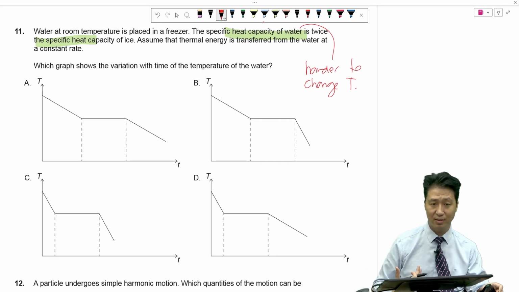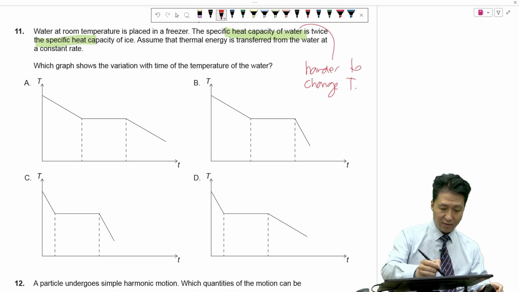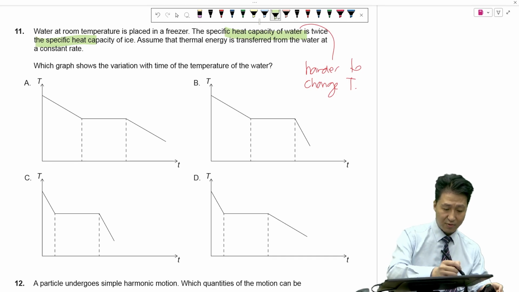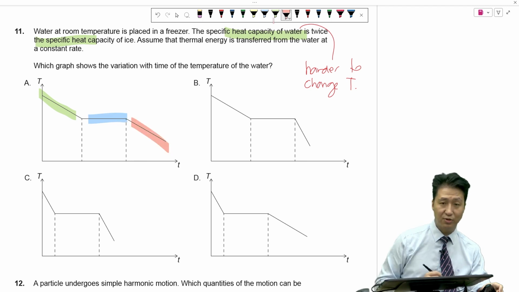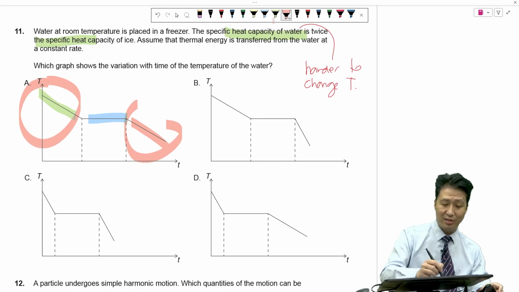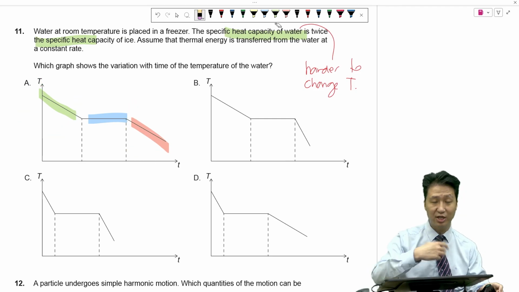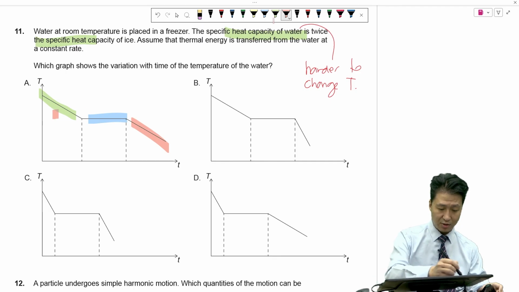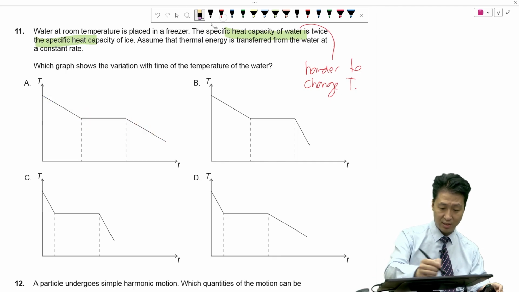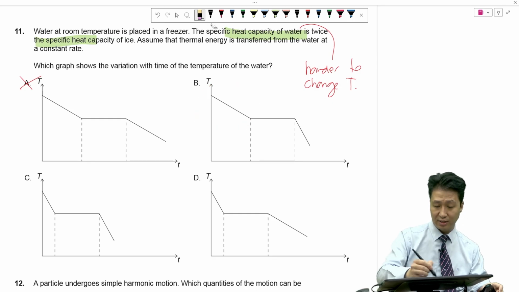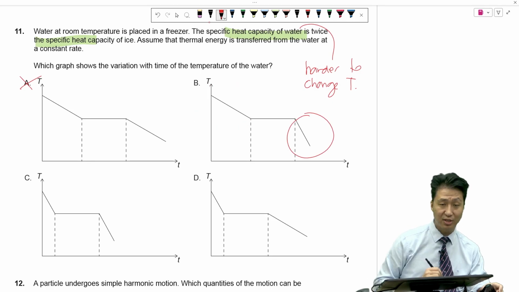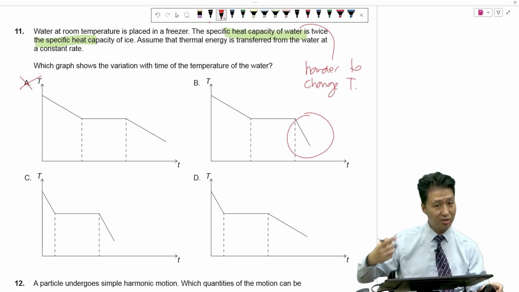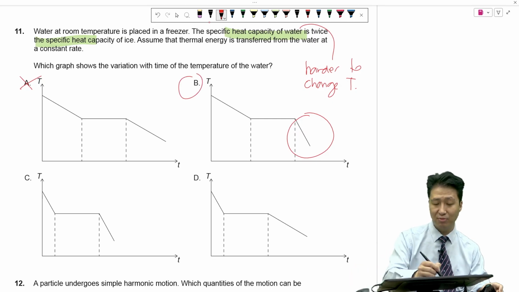same change in temperature. So, if you look at these graphs, we have water going down, it freezes, and then becomes ice, and the ice temperature goes down. They cannot have the same slope because it should be harder to change the temperature of water. So, if you look at B, you have the slope of water is some value, and the slope of the temperature of ice is a lot steeper, which means it's easier to change the temperature of the ice, which means the answer is indeed B.